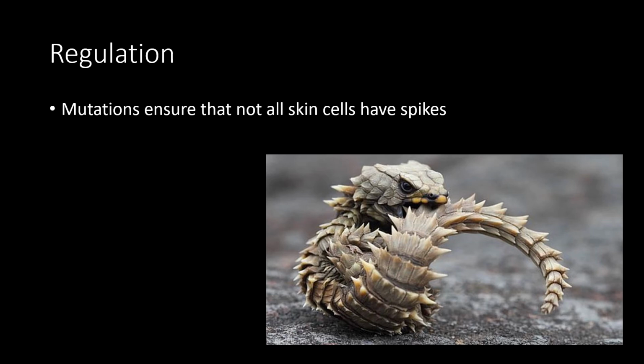So most of the mutations we talked about ended up inhibiting the production of spikes. But as you can see, the thorny dragon still has plenty of spikes all over his body. But this regulation, like of the mutations, just keeps him from having every skin cell on his body covered in spikes, which would just make it hard for him to move and function.